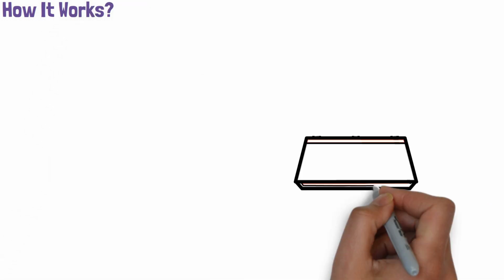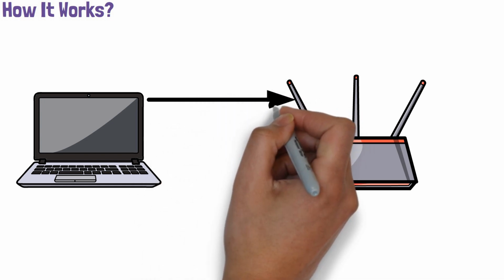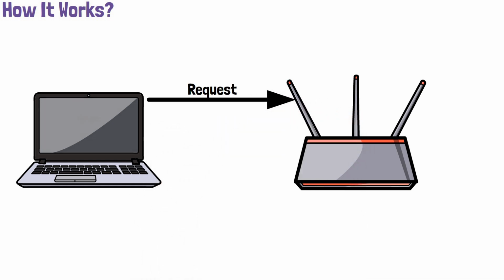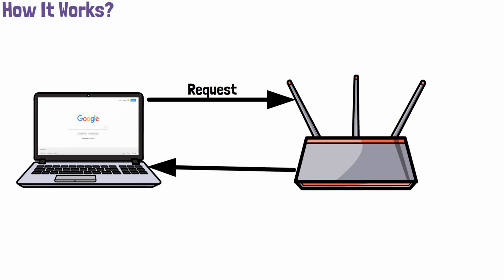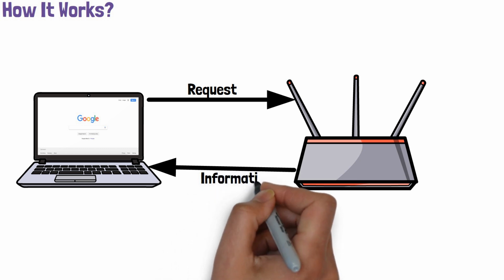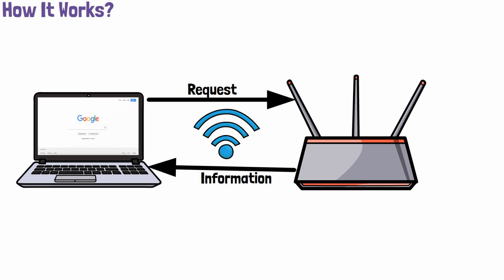There are DHCP servers and DHCP clients. DHCP clients send request to DHCP server when it opens the web browser. After receiving the request, DHCP server replies the information to the requested DHCP client. When you connect to a network, your device is considered a client and the router is the server.